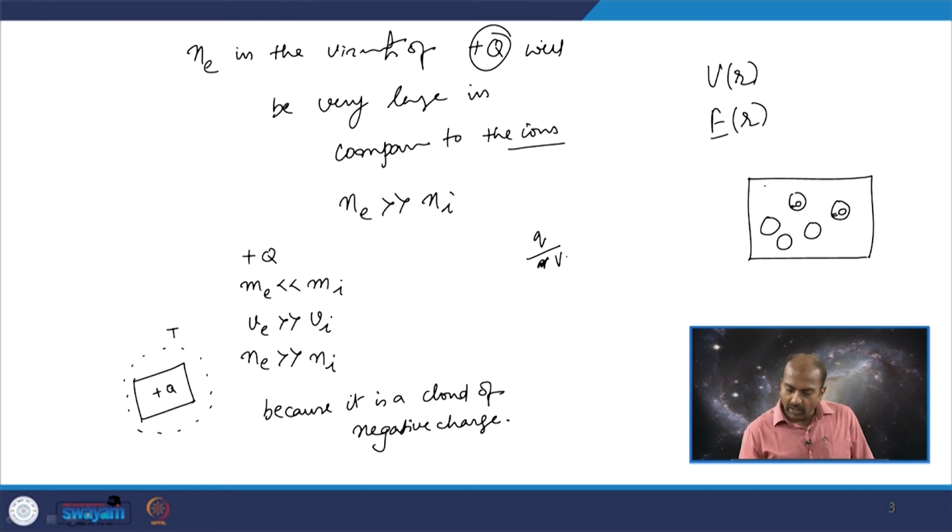But after introducing an isolated positive test charge, we have realized that in a very small region there are many more electrons, by a very large proportion, in comparison to the total number of ions. So, there is a charge density of negative charges. So, there is a charge density.